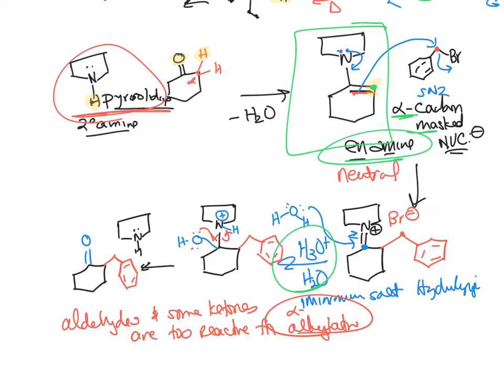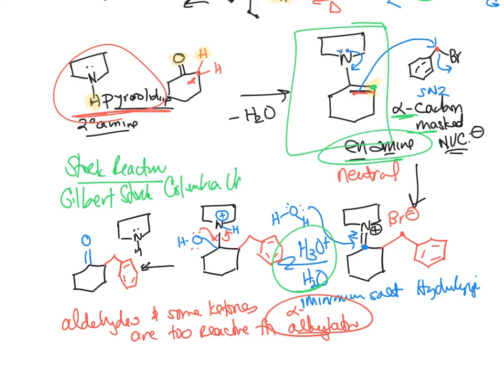This reaction, where you use a secondary amine to do alpha alkylation, is called the Stork reaction. I used to have friends that studied under Gilbert Stork at Columbia University. Now notice you can also do acylations. So let's do that real quick.